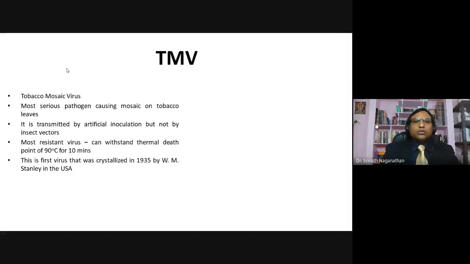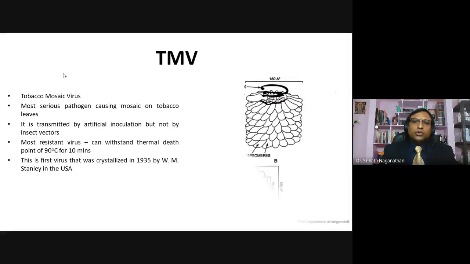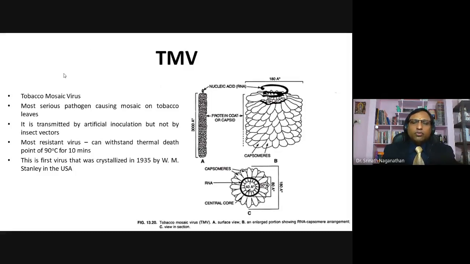So it is transmitted by artificial inoculation, but not by insect vectors. It is the most resistant virus, which can withstand a thermal death point of 90 degrees Celsius for 10 minutes. And this was the first virus that was crystallized, in 1935 by W.M. Stanley in the USA. So this is the structure of the Tobacco Mosaic Virus.